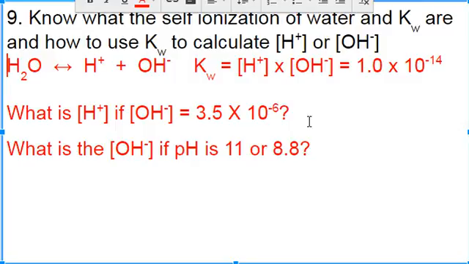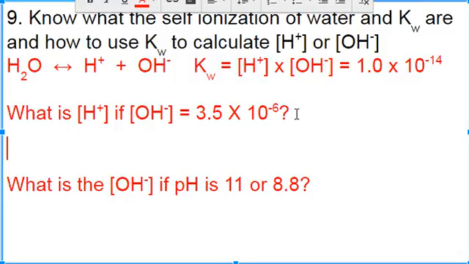So what is the H plus if OH minus is 3.5 times 10 to the minus 6th? Well, what that means is somebody has added some OH minus to it. So the OH minus is greater than the 1 times 10 to the minus 7th we'd expect, which means some of the H plus has got to decrease.